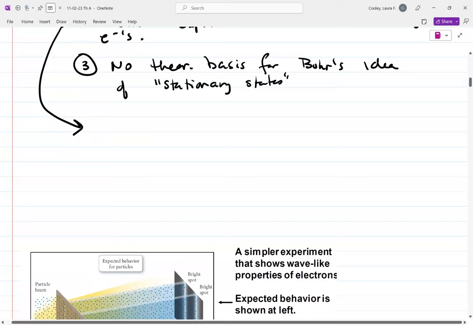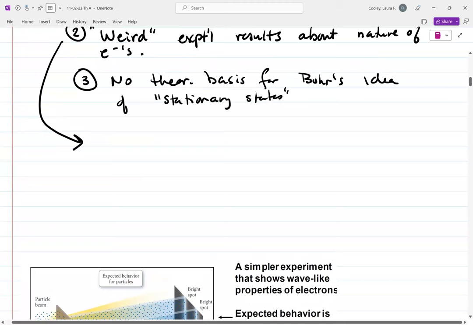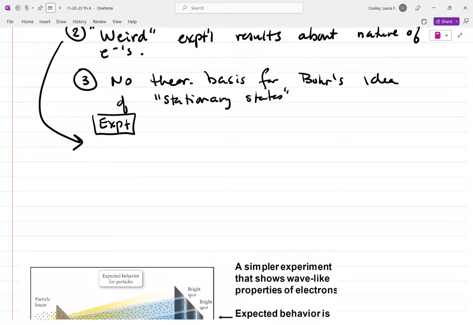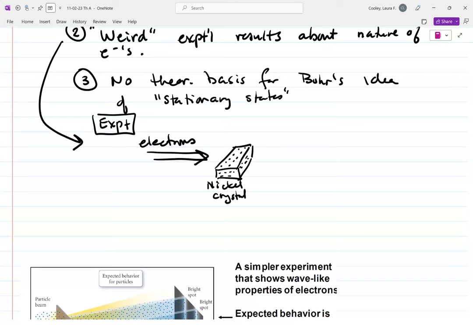So let me look at number 2, these weird results. This was the experiment that gave the weird results. What they did was they took a beam of electrons and sent it into a crystal of nickel atoms. So these are all nickel atoms lined up in a row in this crystal, a nickel crystal. And it's what they saw on the other side that really was very perplexing.